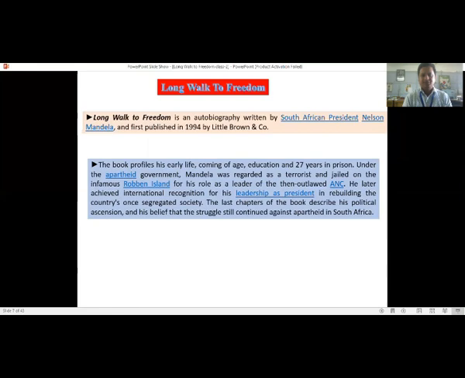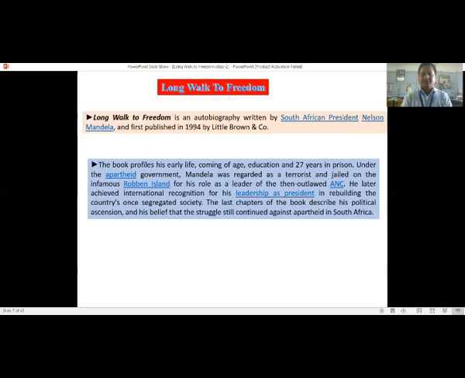Dear students, I'm going to say that Long Walk to Freedom, the autobiography of Nelson Mandela, tells us about the early life of Nelson Mandela, his youth, his education, and his 27 years of imprisonment. It also tells us his struggle against apartheid. It tells us his leadership quality. The world recognized his leadership quality. He rebuilt South Africa. As you know, once South Africa was a segregated country.